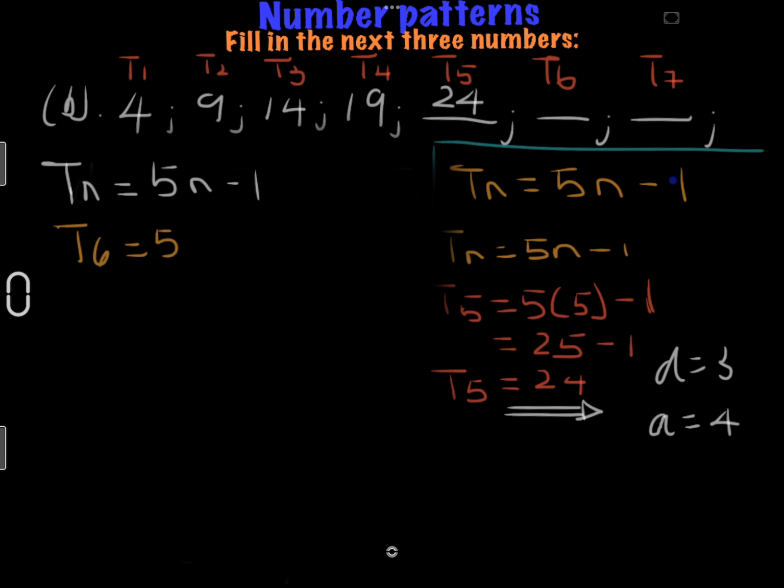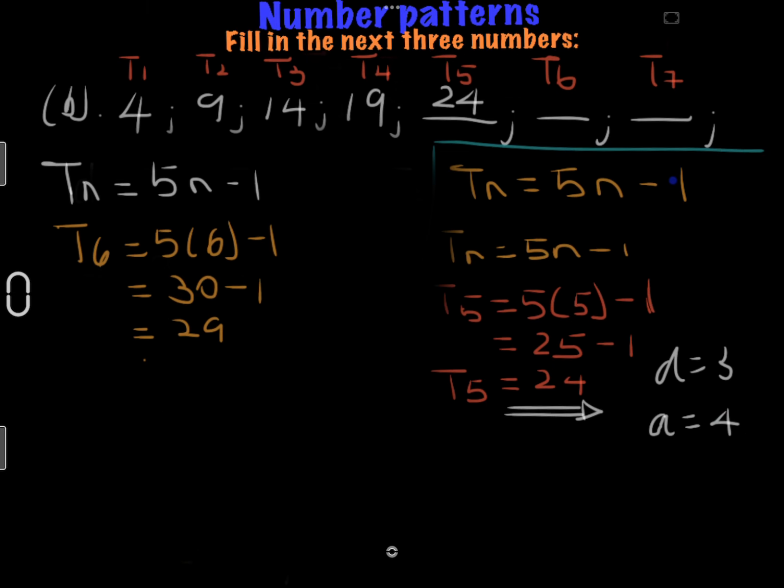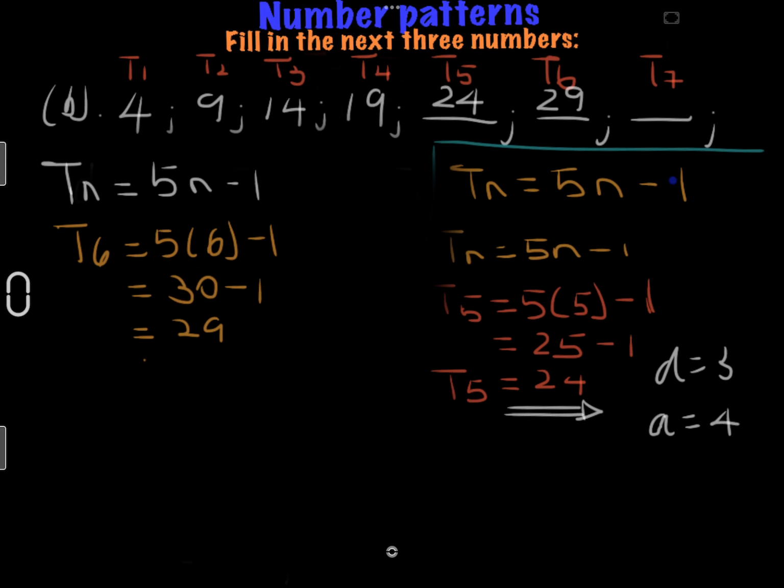So we want to find the sixth term, T6, which is equal to 5 times 6 minus 1. 5 times 6 gives us 30, minus 1 gives us 29. So the next value in our pattern is 29. So I'm going to go ahead and write there as our sixth term. Let's find the last term in this pattern.